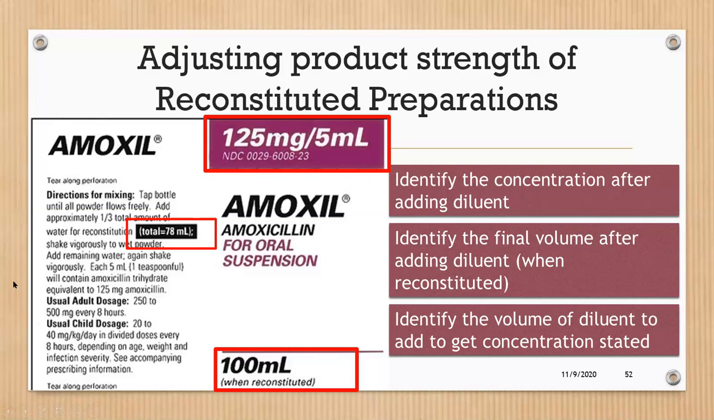So this is what a typical reconstituted powder product will look like, whether it be for oral use or for parenteral use. The concept is still the same. You still need to identify how much diluent to add. You need to determine, once you add that diluent, what will be the final volume and the final concentration. You need to know where to go to look for them.